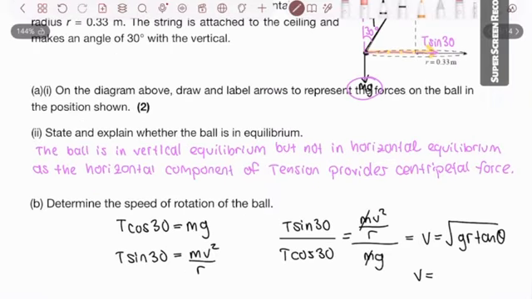From here, I could easily substitute my values into the equation. r is given as 0.33, and we have tangent 30. This would give me the answer of approximately 1.37 meters per second. And that's the answer to the speed of rotation of this ball.